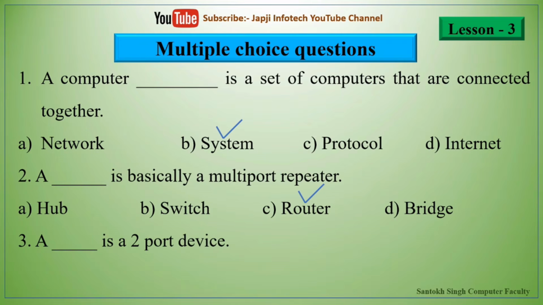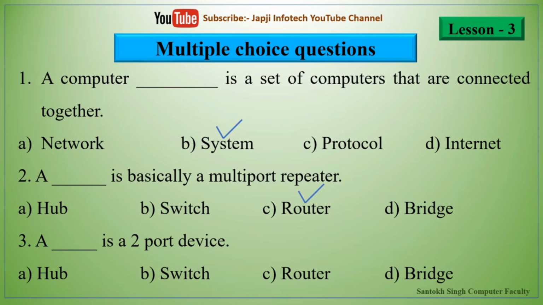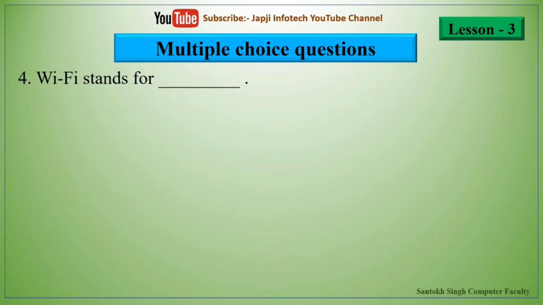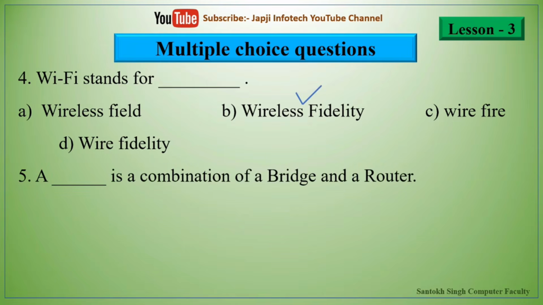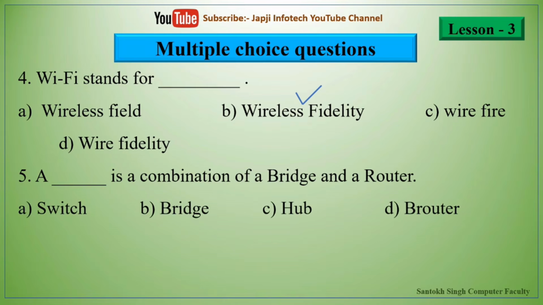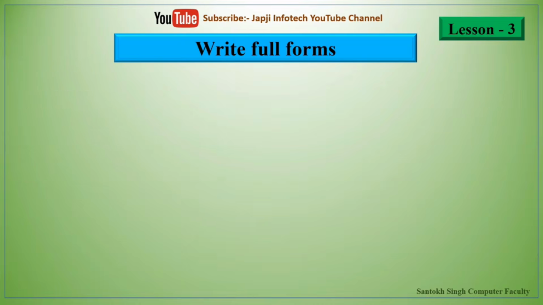So our third question is, a dash is a two-port device, and the options are hub, switch, router, and bridge. So the right answer is A. Bridge is a two-port device. The fourth one is, Wi-Fi stands for dash, and the options are wireless field, wireless fidelity, wire fire, or wire fidelity. So the right answer is, Wi-Fi stands for wireless fidelity. The fifth one is, a dash is a combination of a bridge and a router, and the options are switch, bridge, hub, and router. So the right answer is, a router is a combination of a bridge and a router.